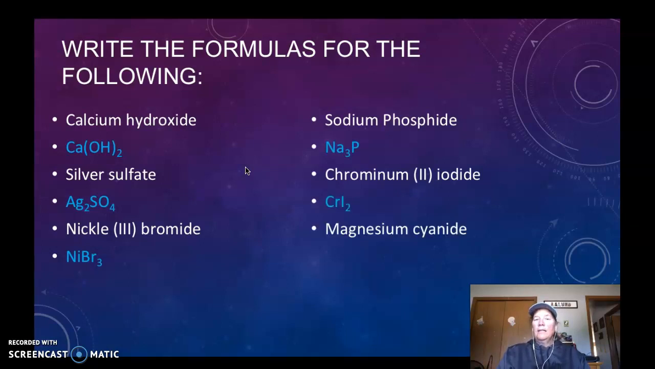All right. And magnesium cyanide. Cyanide is a polyatomic ion. It has a -1 charge. Magnesium's 2. And again, you can go back through these. I will put this on without me babbling, so you can spend more time on it if you want.